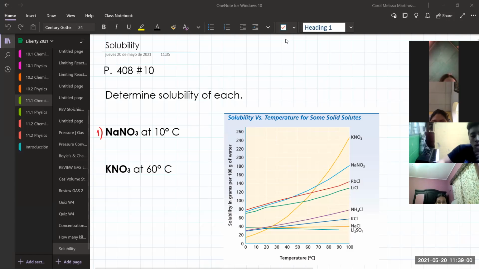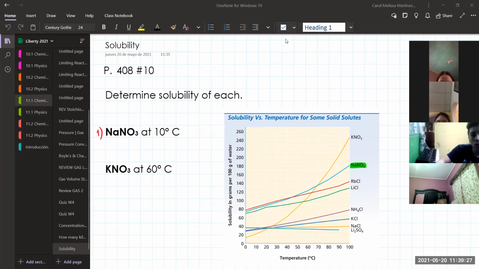So in this table, you're going to look for the substance given. We're talking about sodium nitrate, which is this one right here, and it corresponds to the linear graph, which is in blue color. It's this one right here.